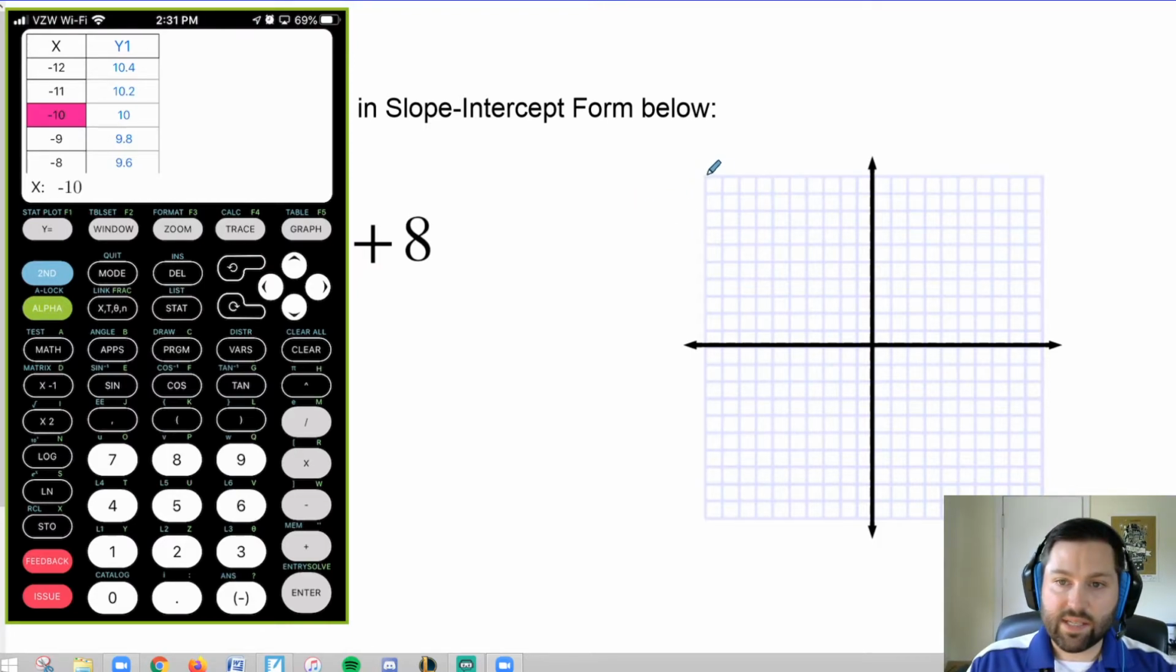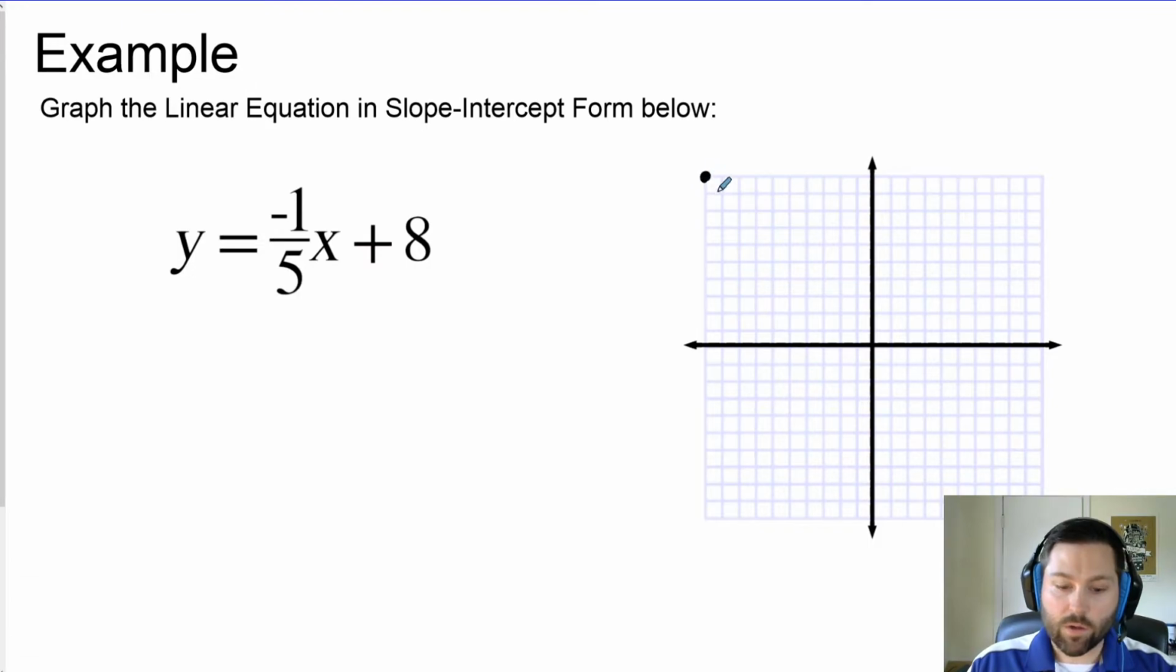So negative 10, 10 is up here. The next one, and now that I'm working back in my notebook, you're not going to be able to see my software, or the phone software, but that's okay. The next one is negative 5 and 9. The next one after that is 0, 8.